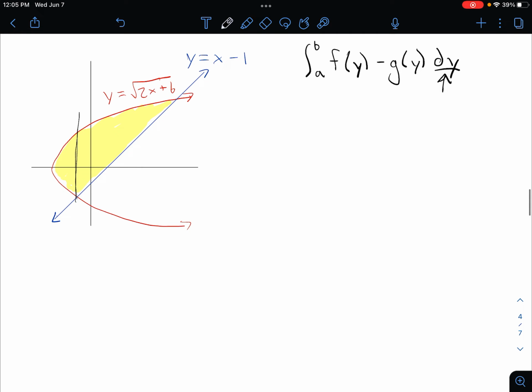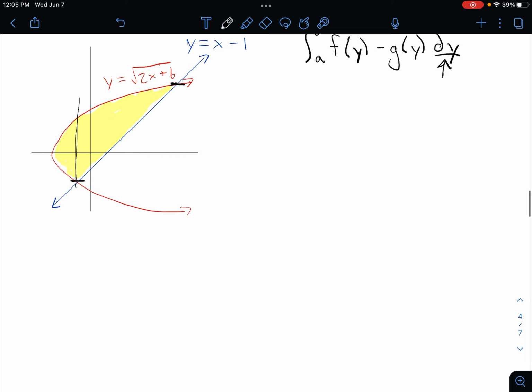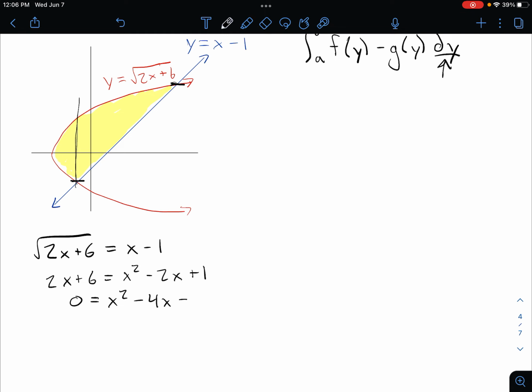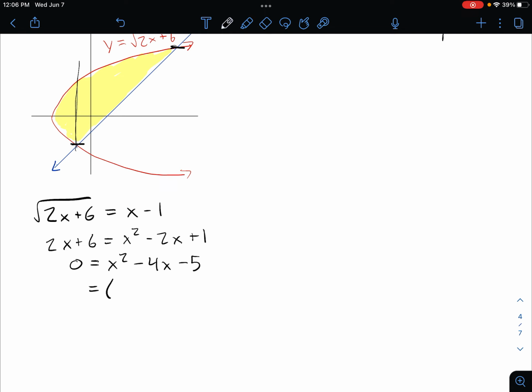So we would have to put everything about this in terms of y. Our a and b, instead of being the x-coordinates of the leftmost and rightmost intersection, are now the y-coordinates of the bottom and top of the shape. So we'll have to find where these two equations intersect. And to do that, we set them equal to each other. Start by squaring both sides. And then we'll get everything on one side and factor.